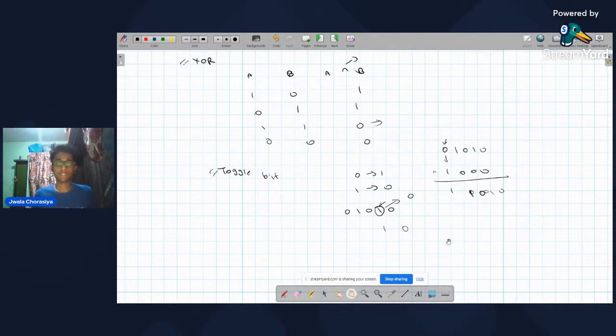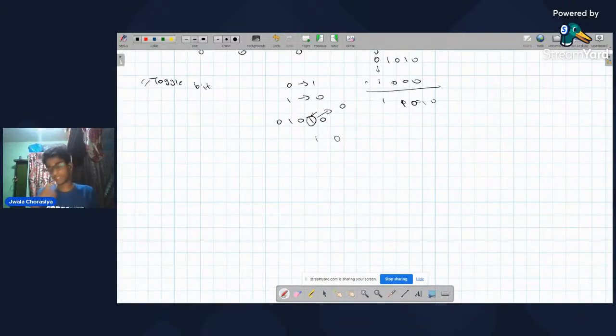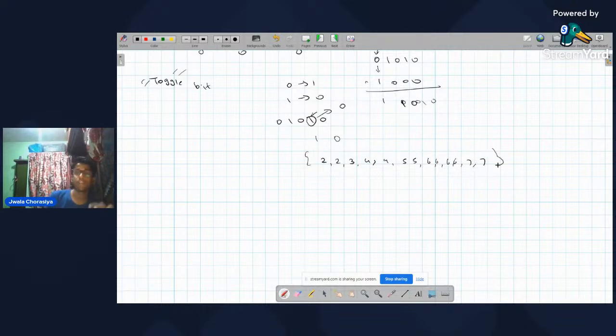There is a very famous question we can solve with the help of XOR. That's a very powerful concept. XOR is one of the most powerful concepts in computer programming and DSA. I think you will fall in love with it. Let's say in a question you have got an array like this: 2, 2, 3, 4, 4, 5, 6, 6, 6, 7, 7.